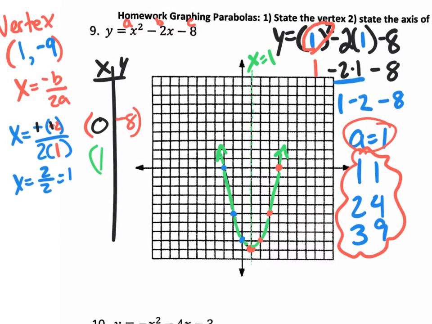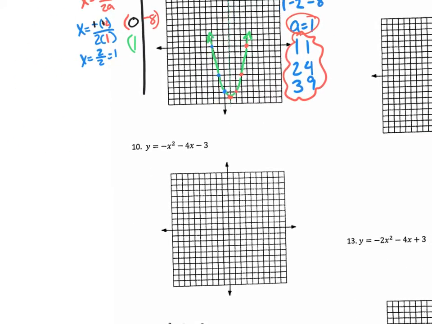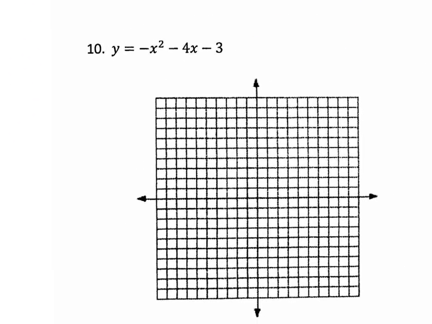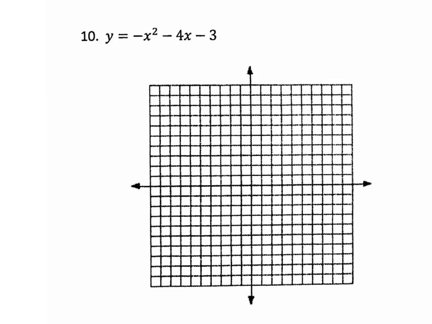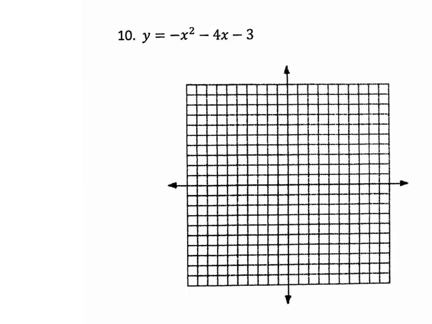Let's move on. Number 10, could you use the pattern 1, 1, 2, 4, 3, 9? Yes. Yeah? Okay. Shall we try it? Yes. What's the first step? Vertex. What is a vertex? It's a coordinate. How do you find that coordinate? With x equals negative b over 2a. And use parentheses instead of the letters.